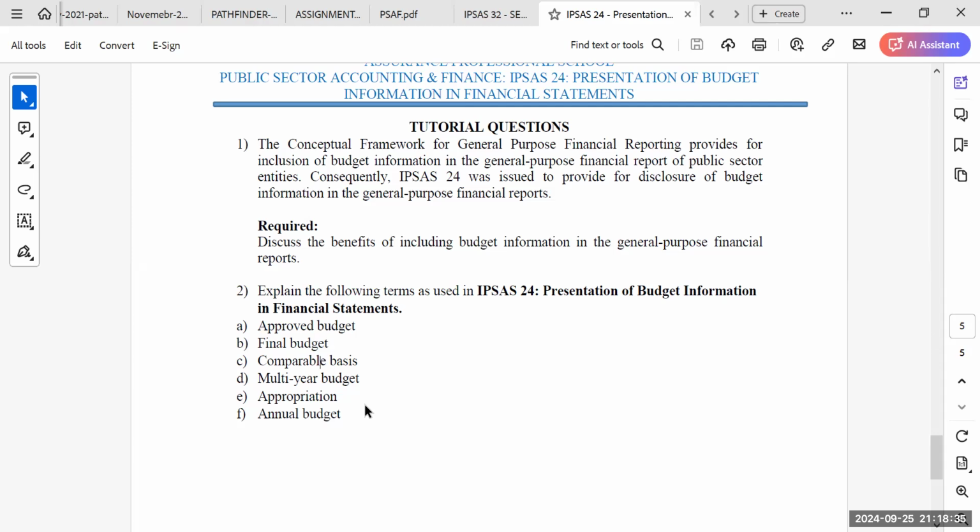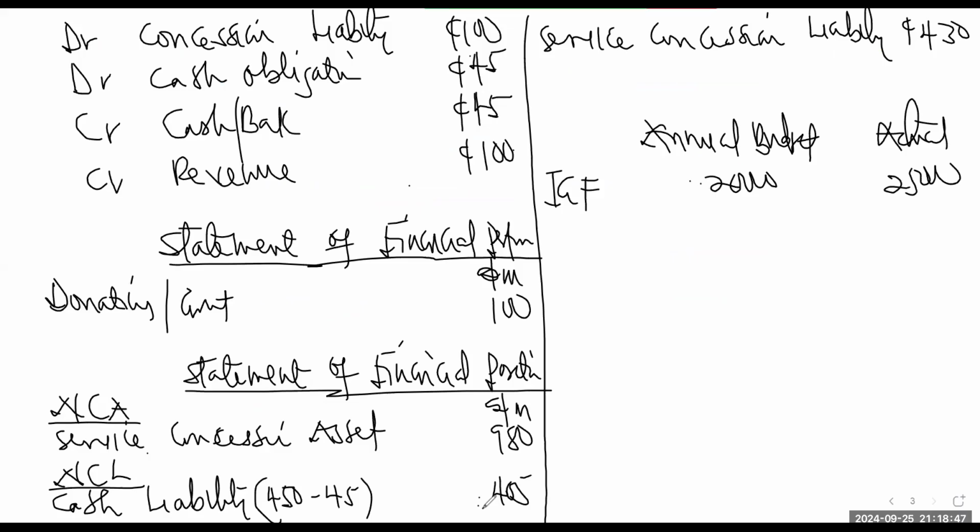But we'll be doing the practical side of it when we are doing final accounts or when we are doing interpretation of the financial statements, where we are going to be using ratio analysis, the common size, and other issues. So Saturday, let's see if we can do IPSAS 5, which is borrowing costs.